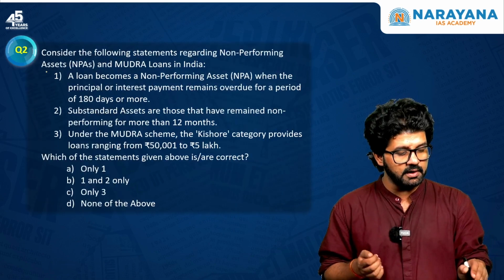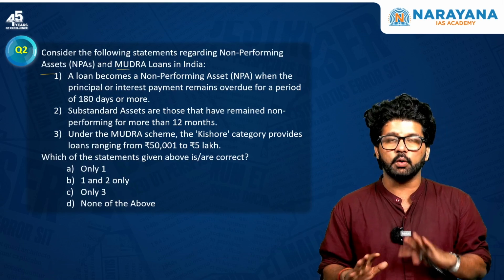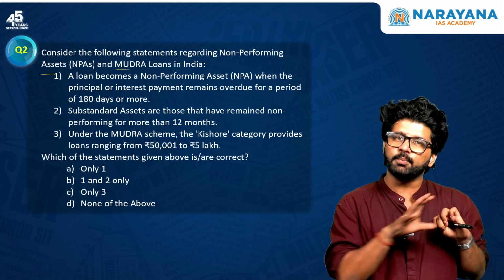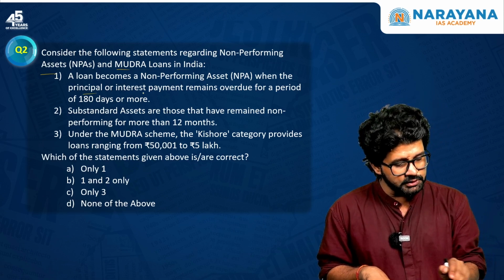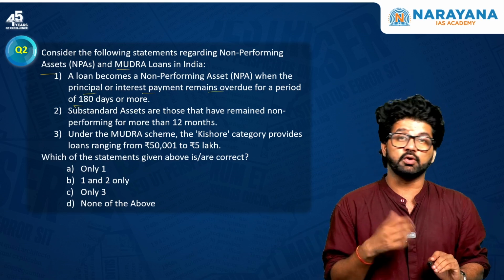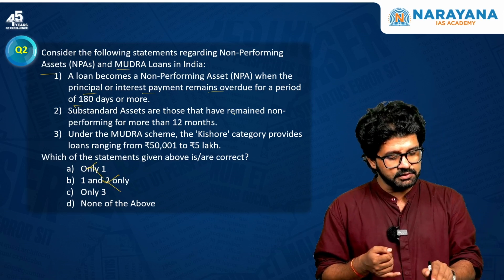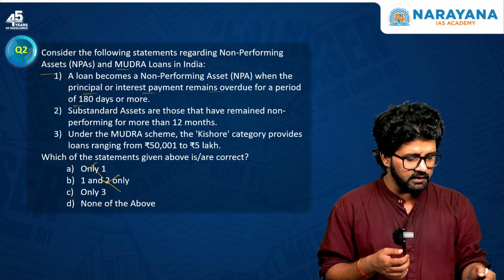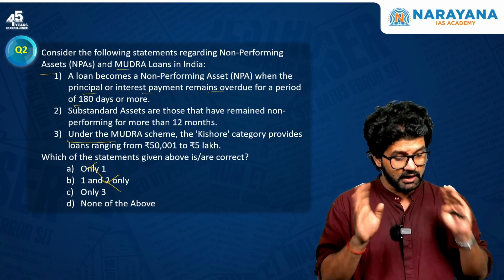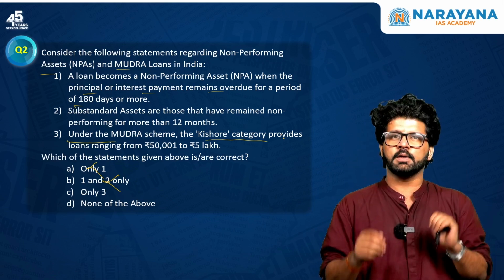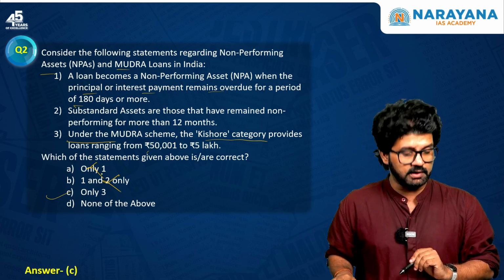See the second question, related to NPA and Mudra loans. And again, this is a tough question. If you're getting it wrong, don't worry about it. But if you're getting this particular question right, you can post in the comment section. A loan becomes an NPA when the principal or interest payment remains overdue for 90 days or more, not 180. So just eliminate these two. Now you're left with 'substandard assets are those'. Again, you don't have to check 2, because you are only left with 3 or none of the above. Just directly jump to 3. Option elimination always helps. Under the Mudra scheme, the categories are Shishu, Kishore, Tarun, and Kishore is 50,000 to 5 lakh, that is correct. So the answer is C.